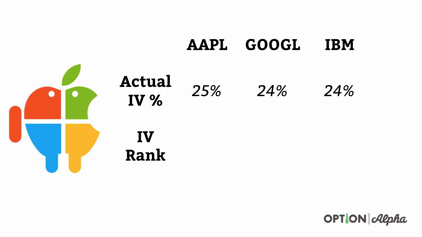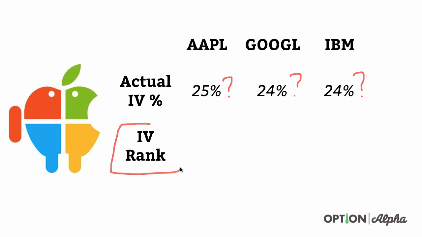But again, what we want to know is, for Apple, is this 25% that we see here relatively high or relatively low? For Google, is that relatively high or low? For IBM, is that relatively high or low? For IBM, does 24 sit at the highest end of the range or the lowest end of the range over the last year? What is the relative nature of that implied volatility number?